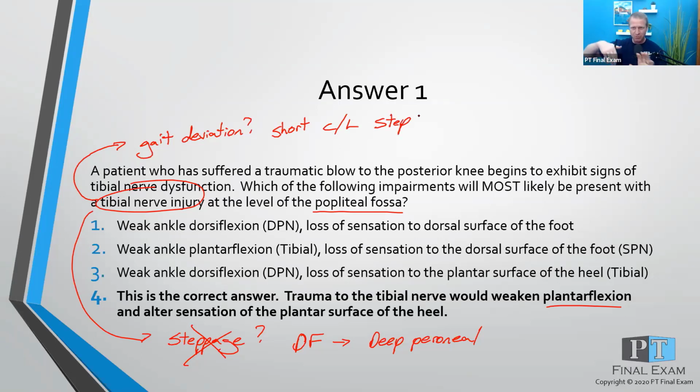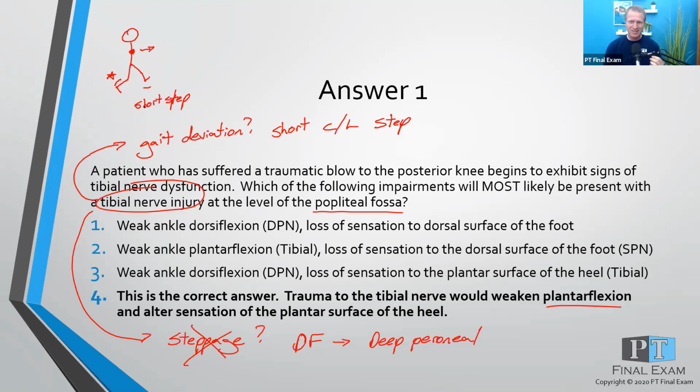Because as you're trying to advance yourself forward, so during the push-off phase of gait, so as you're trying to advance your body weight forward with your plantar flexors, if you don't have good plantar flexors, it means you can't push yourself forward. And so therefore the contralateral foot comes down early and you get a short step. Shortened contralateral step from that weak push-off.